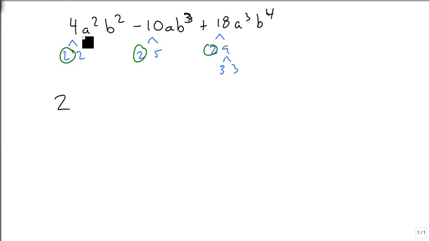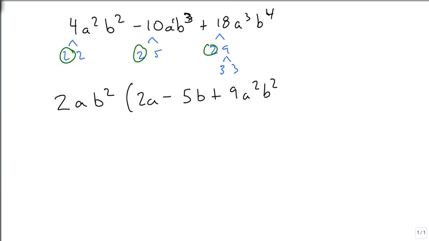We then look at each variable. So we have a squared, a, and a cubed, and that's a hidden a to the first. So we pick the smallest one. We pick the smallest b between b squared, b cubed, and b to the 4th, and that's b squared. And then we write a parenthesis, and we divide out 2ab squared from each piece, leaving 2a minus 5b plus 9a squared b squared.